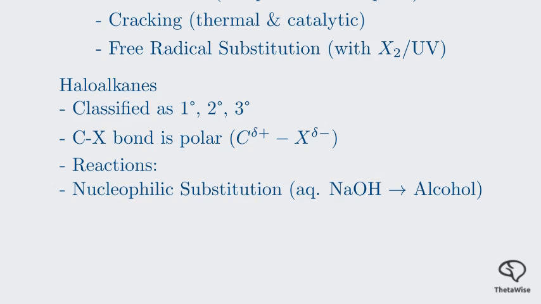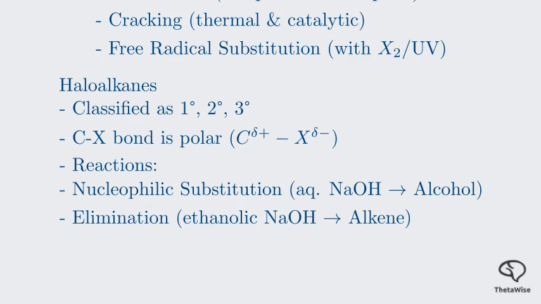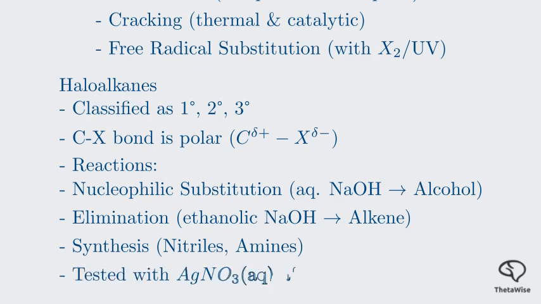Second, elimination with ethanolic NaOH forms an alkene. Finally, we learned how to prepare nitriles using KCN in ethanol and then hydrolyze them to carboxylic acids, and how to prepare amines using ethanolic ammonia in a sealed tube. They are tested with aqueous silver nitrate after hydrolysis.